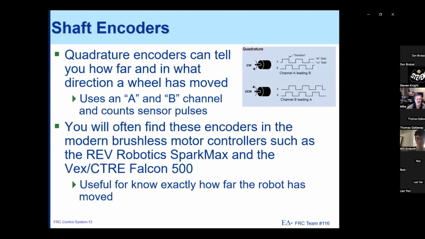Speaking of motor shafts, another common sensor is the quadrature encoder. The quadrature encoder can tell you how far something has moved and in what direction that movement has gone. So, for instance, we see here there are two different inputs. There's an A input and a B input. These are both digital inputs, by the way. If the A leads the B, then we know we're going clockwise. If B leads the A, we're going counterclockwise. And this allows us to keep track of what direction the wheels are actually moving.